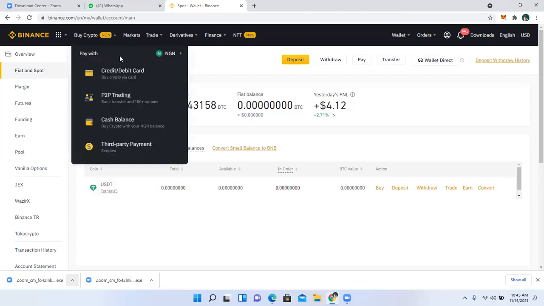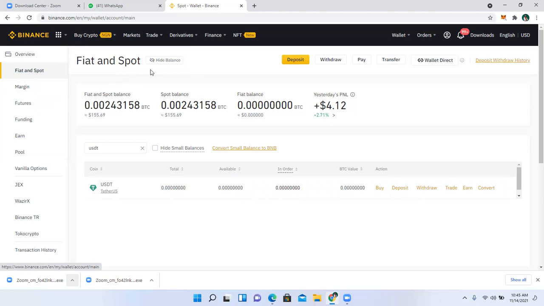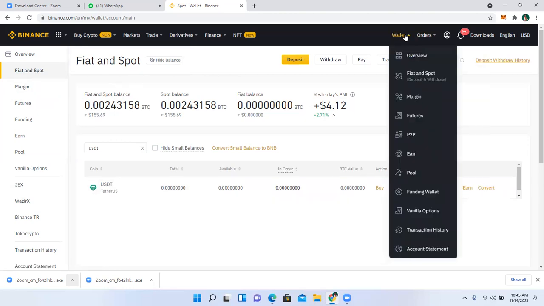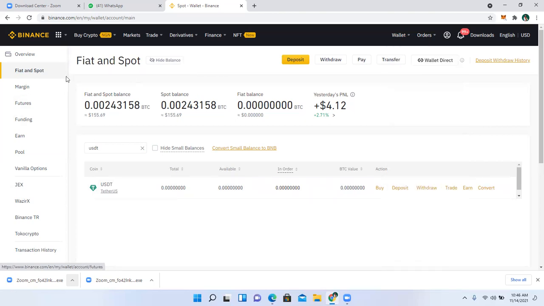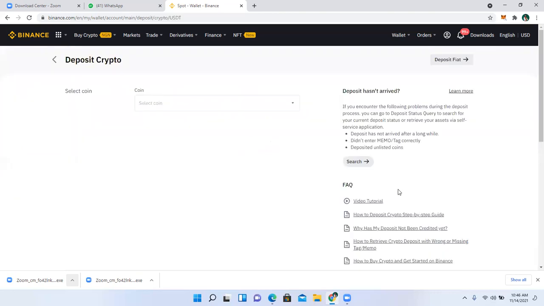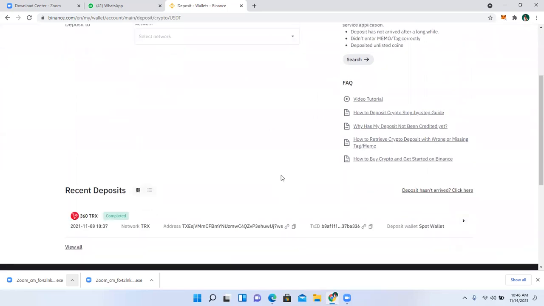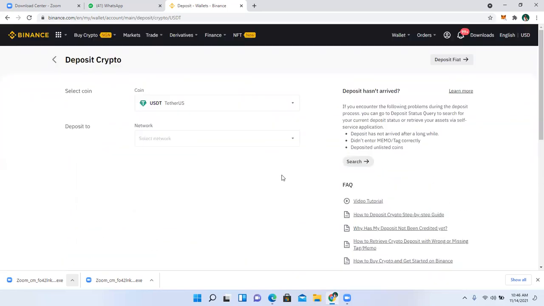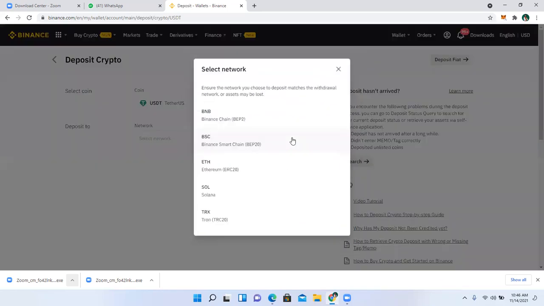Go to your fiat and spot wallets. You know how we got here now. We came to wallets here, and instead of overview, we went to fiat and spot. So once you click it, it will open up this platform. You type in USDT here, and then just go to deposits. Once you click on deposits, it would open up, right? And then you can select the network you want to deposit to.